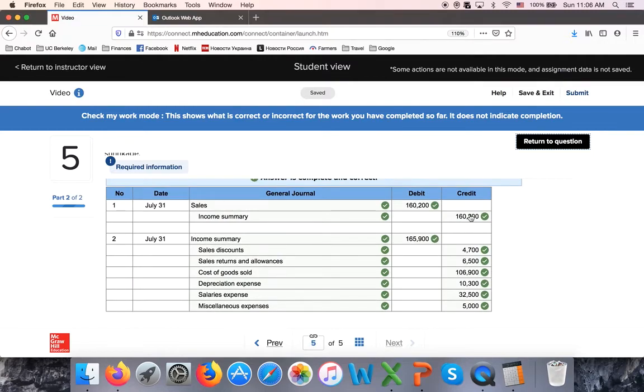And guys, if you look here, if I ask you to do the next step, you can see we have a net loss, right? Your revenues are lower than your expenses. And so the net loss is $5,700. So in the third step, I would debit that loss, 5,700, into retained earnings and credit income summary.